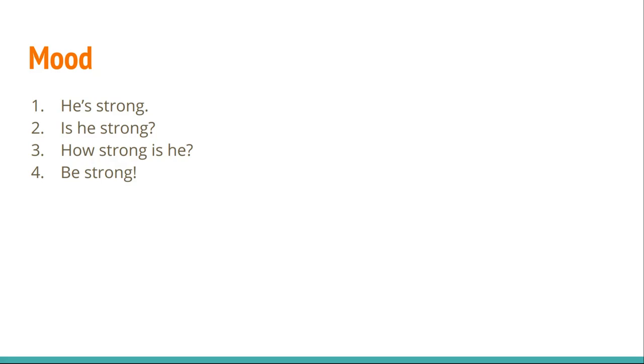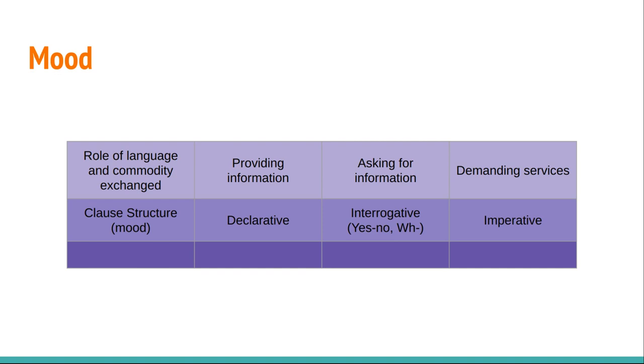And then, if I say be strong, I'm demanding a service. I want you to be strong, and I demand that from you. And I do this by means of an imperative structure. Now, in the first row, you can see that we have role of language, which is providing, asking for, or demanding, and the commodity exchanged, which can either be information or services. Okay? And the clause structure that is related to that role and the commodity exchange.